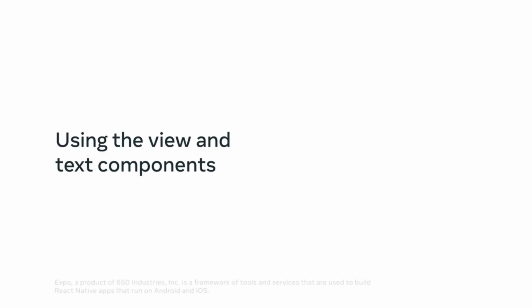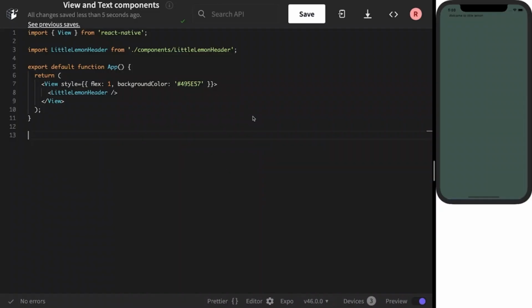In this video, I will demonstrate how to use the view and text components using the Little Lemon restaurant app. The core components of React Native are view and text. In the root level component, you have view as the parent component, and within this view, you can have 1 or many children. The Little Lemon header component is a child of this view component, and I've passed some styling properties to the view. I've given it a flex property of 1 and a green background color as displayed on the emulator. Flex 1 means that the entire mobile screen is taken up by this view. This is because it's the parent view of the root component.